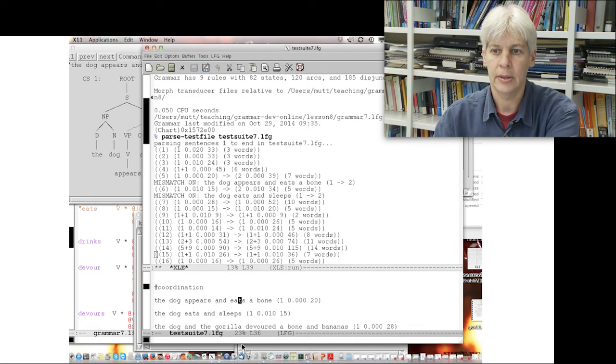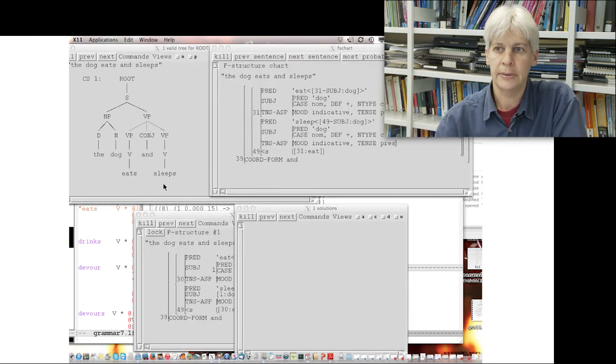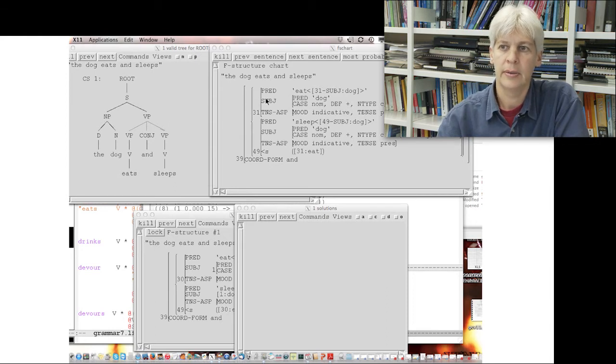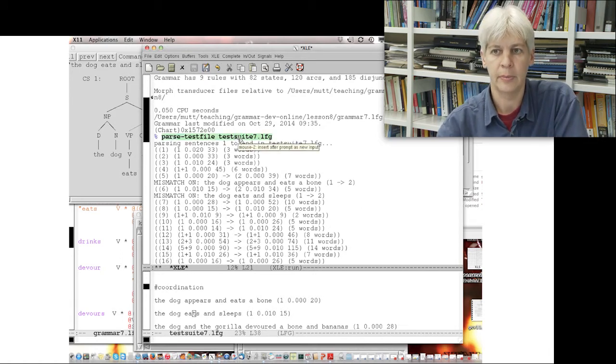And what was the other one? The dog eats and sleeps also had two parses. Let me check that one. The dog eats and sleeps looks good as well. NP coordination. We have an eating dog over here and a sleeping dog over here, and they're coordinated. That looks good. And only one analysis. Okay, so fix that problem. But let's make sure that fixing that problem didn't cause other problems.